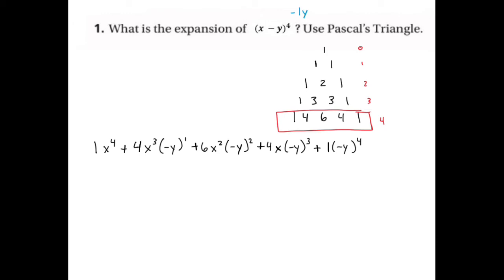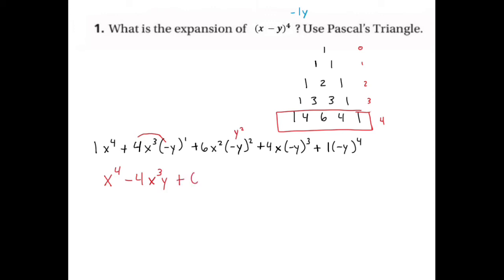So now we just need to simplify what we have. And so x to the fourth stays. This negative y to the first power means this negative 1 stays negative. So we're going to take 4 times negative 1. So this is negative 4, x cubed y. Here we've got negative y squared, so that's going to be a positive y squared.